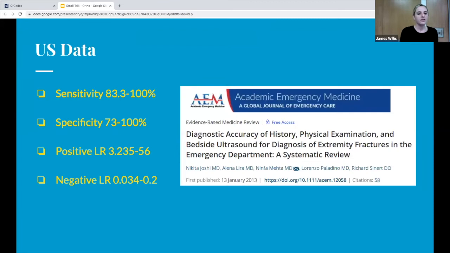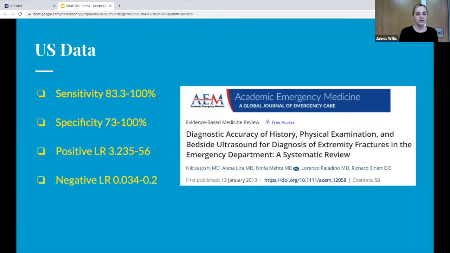So looking at the literature behind using ultrasound, I'm sure you recognize some of the authors of this study, Dr. Mehta, Dr. Palladino, and Dr. Sinnert. They did a systematic review that examined the accuracy of using ultrasound in combination with history and physical exam techniques. They did a database search and found 8 studies that were retrospective and prospective observational studies. This included patients that presented with suspected extremity fractures, and they had other studies that identified fractures just with history and physical exam techniques.